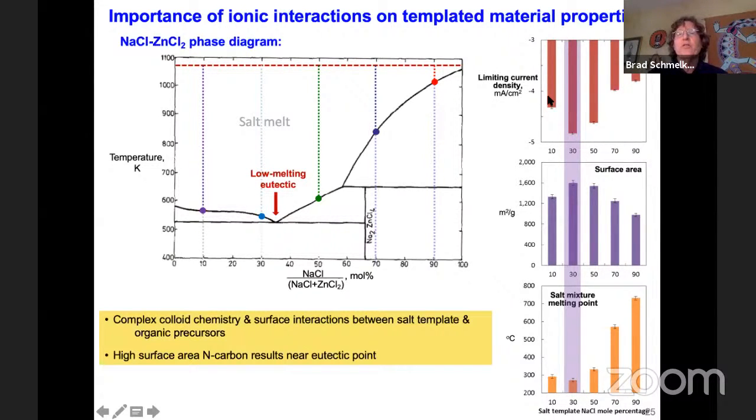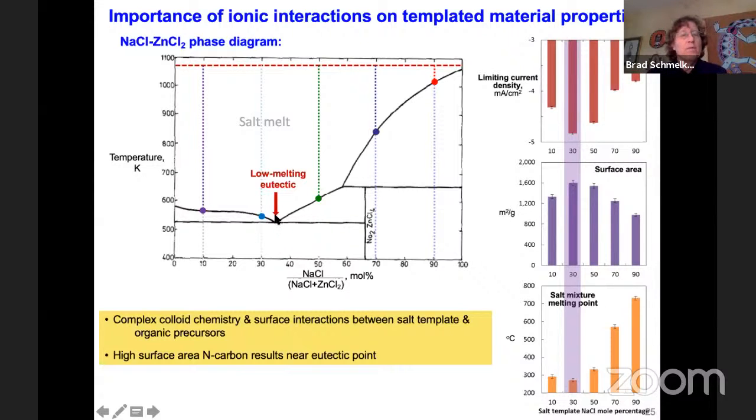And that's what these histograms on the left are. We looked at the properties of the material from those syntheses. You see, very systematic Niels was. We have the limiting current, so the lower the limiting current, the better. And you see that it goes down and has a desirable minimum here at 30% sodium chloride, 70% zinc chloride. The surface area, interestingly enough, goes up through a maximum at exactly the same sort of loading. And the salt mixture melting point also goes through a minimum there. This is a low melting eutectic also.